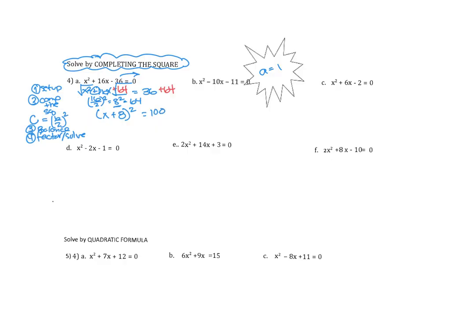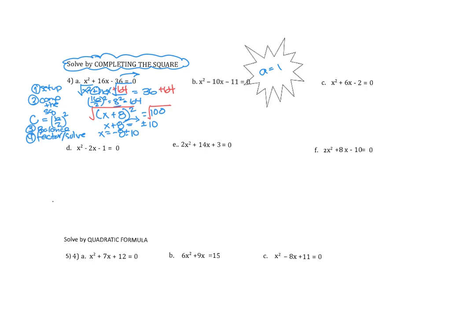So now that I have this, now I'm able to solve both sides by taking the square root. So I can take the square root of the left and the square root of the right. And when I do that, on the left side, I get x plus 8, because the square root and the square cancel, equals plus or minus 10. So now I need to solve for x by moving my 8 over. I'm going to subtract it over, and I get x equals negative 8 plus or minus 10.